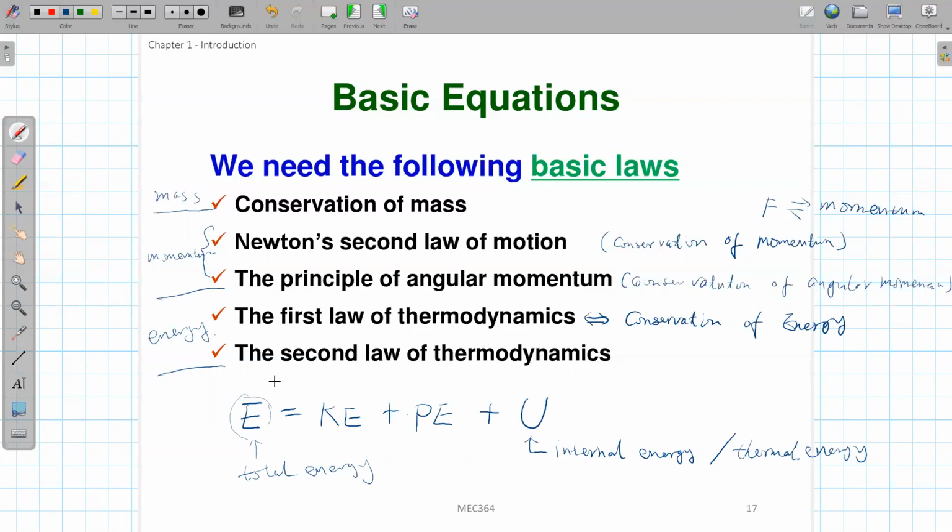And the last one is the second law of thermodynamics. The second law of thermodynamics is basically telling us that there will be a direction for the heat transfer.